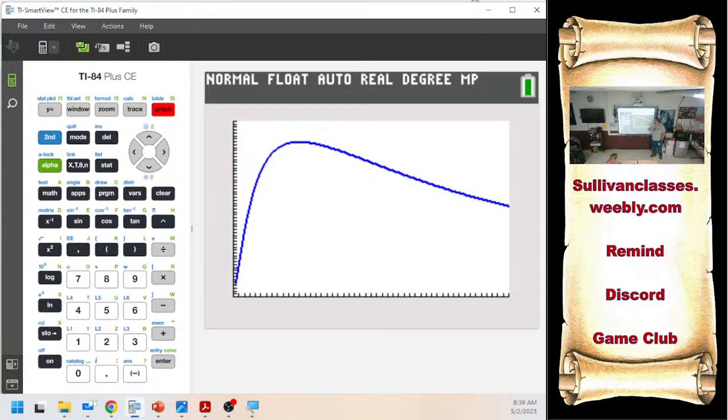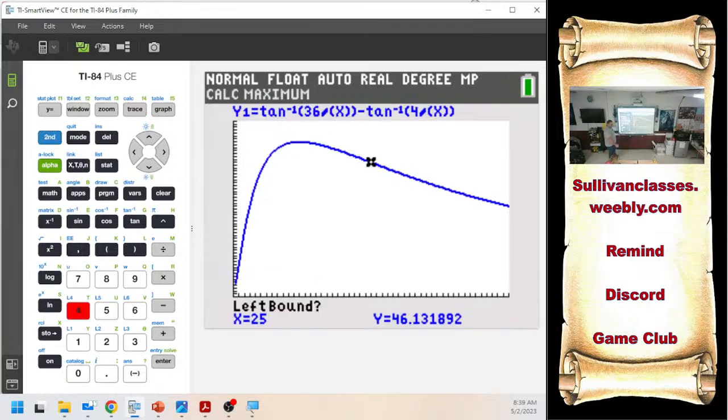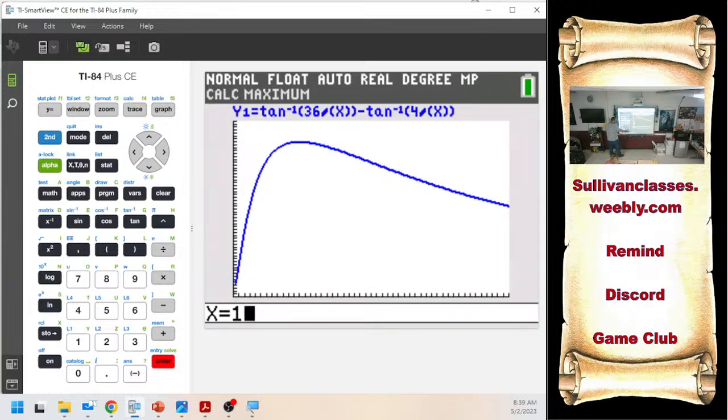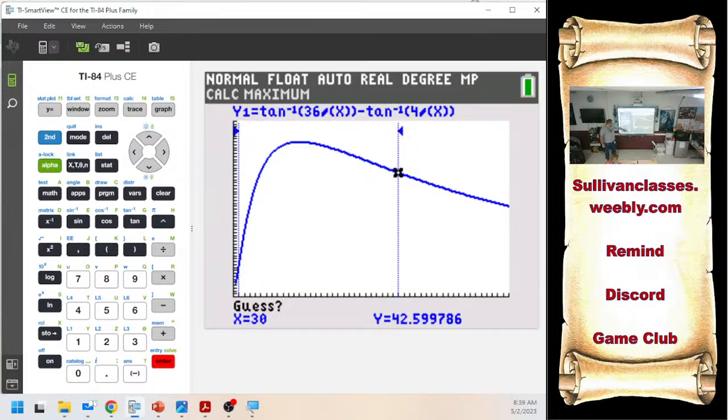Okay, so I do see a maximum, right? How do we find it? Yep, just like the good old days. Second calculate, go find your maximum. Never thought you'd want to go back to polynomials from Algebra 2, right? And, I don't know, what was that, like 30? As long as I'm between those two things, whoop. And now I can find my maximum viewing angle.